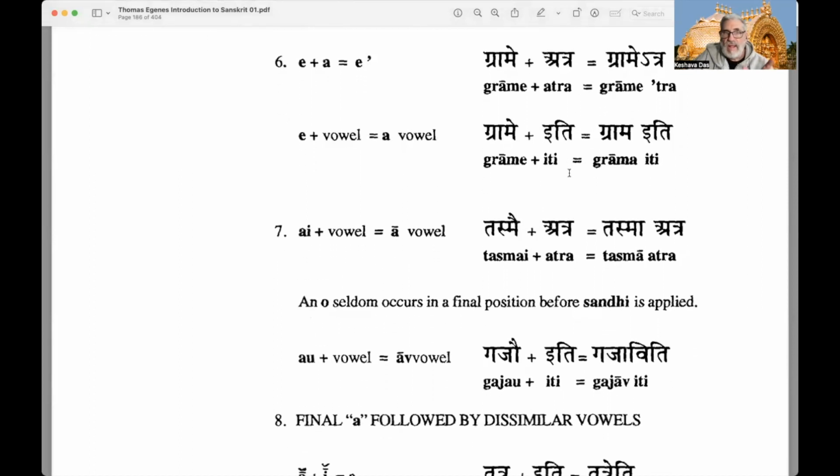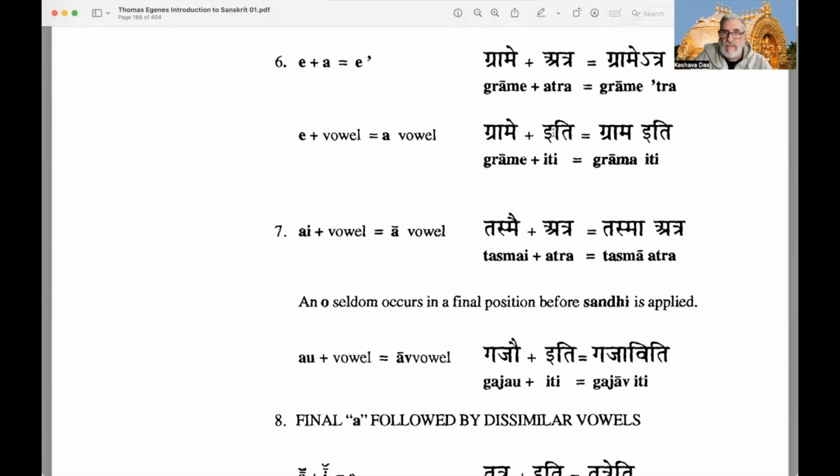Then we have E followed by another vowel apart from short A. Any other vowel apart from short A means long A or any other vowel coming at the beginning of a word, when the first word ends in an E. Grame iti is an example, so E followed by I. The E at the end of grame is going to become a short A. We're going to leave them separated, not like up here where we join them with an avagraha. We're going to leave a space here in the Devanagari, and then have iti.